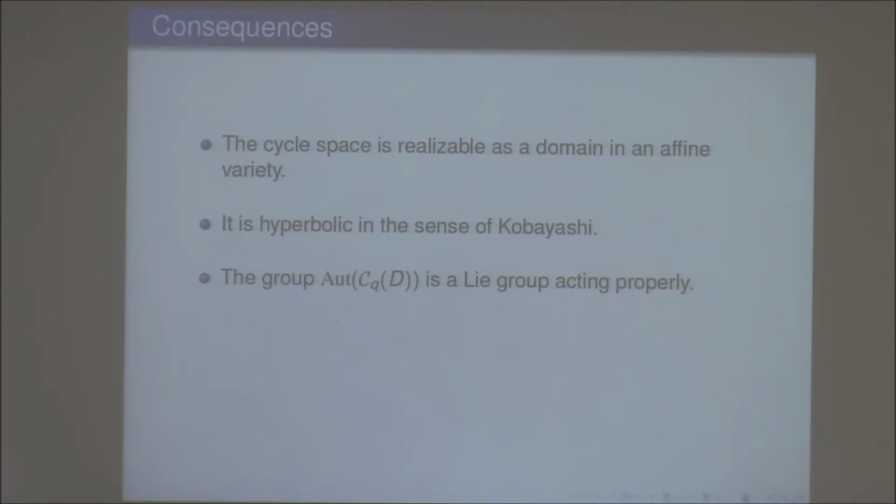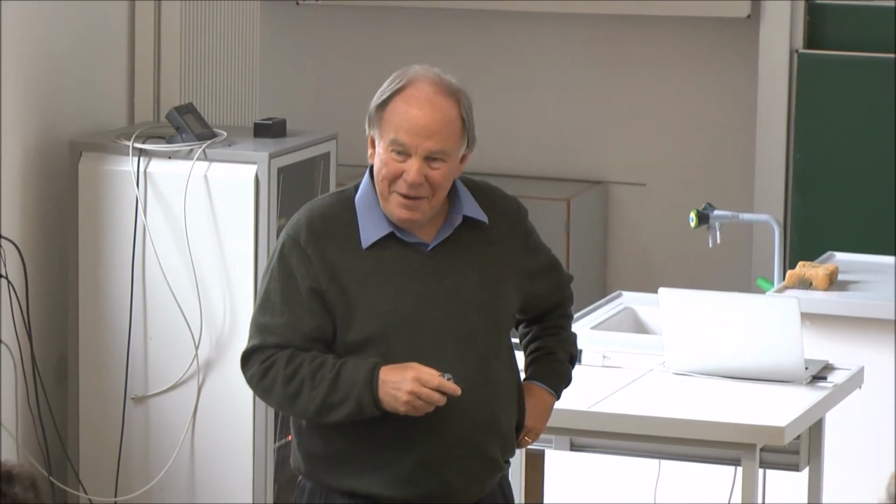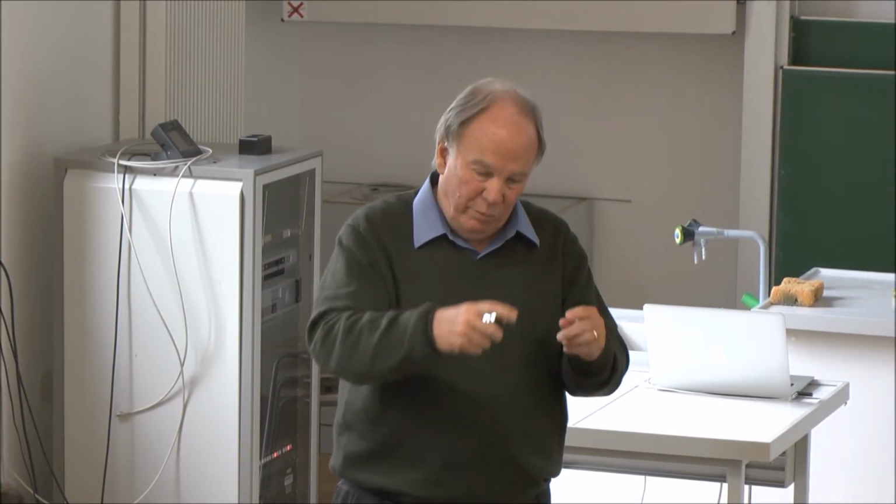The group is a Lie group acting properly. Okay, so the group of holomorphic automorphisms is a Lie group acting properly. Now, let me comment on that. I will not bother you with bad didactics, but think back of my example of K3 surfaces. Okay? K3 surfaces, we parameterize marked K3 surfaces by a flag domain in the quadric. Yeah? The group is SO(3,19). Okay?